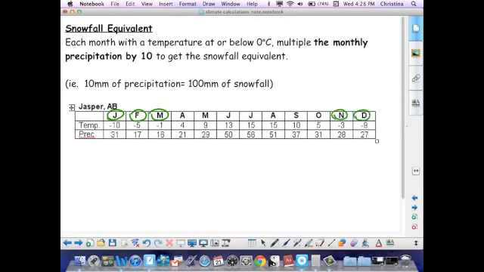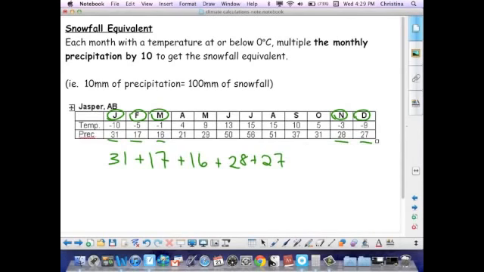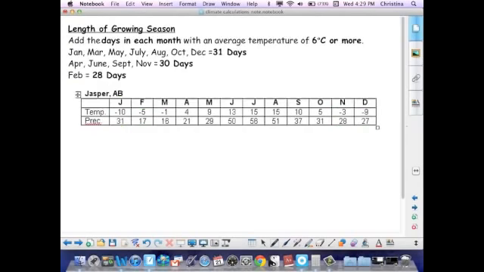So we're going to take the precipitation for those months and add them together. So 31 plus 17 plus 16 plus 28 plus 27 gives us a total of 119. And of course, we're going to multiply that by 10, which gives us an answer of 1,190 millimeters. And that is the calculation for our snowfall equivalent.